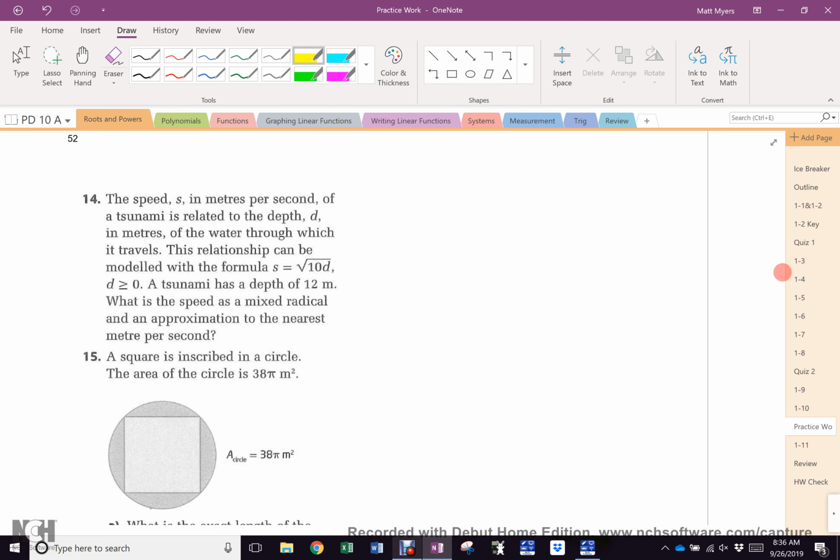All right. So, speed of a tsunami is related to the depth. The speed equals the square root of 10 times the depth. A tsunami has a depth of 12 meters. Where does that 12 go? Where the D is. So I want the speed of root 10 times 12, right? Right? So that's the root of 120. In math class, what do I do with that? I simplify it to what? I would use 10 and 12, then what?